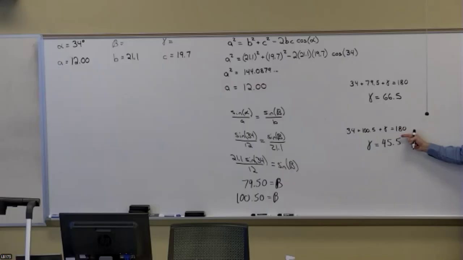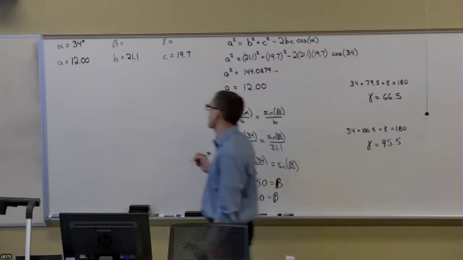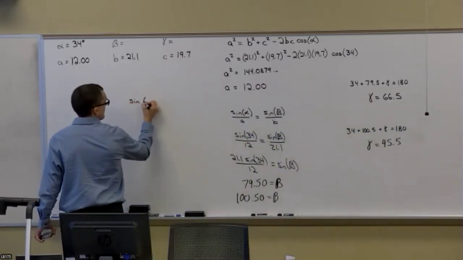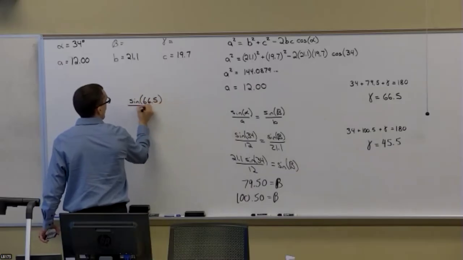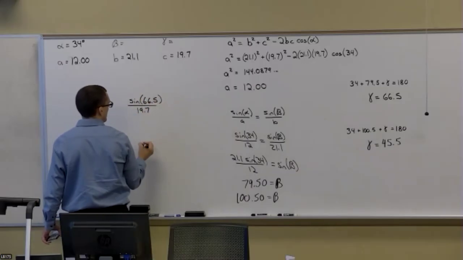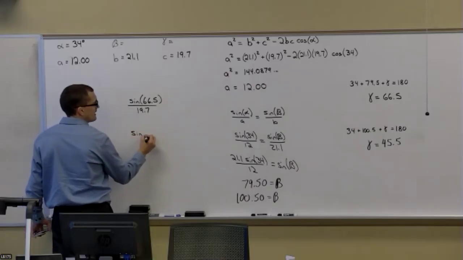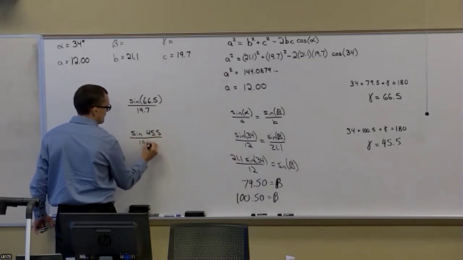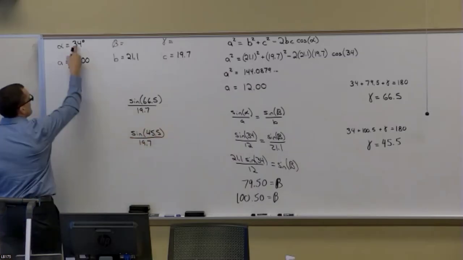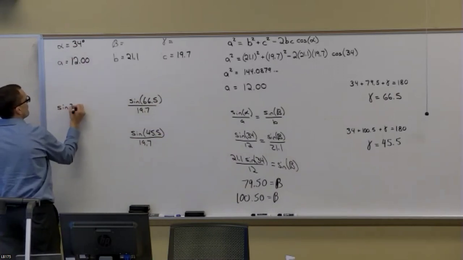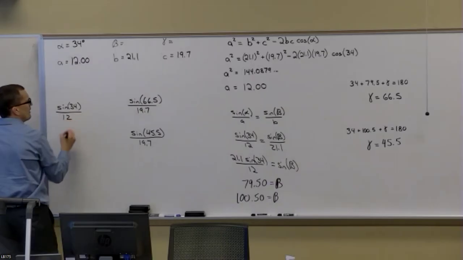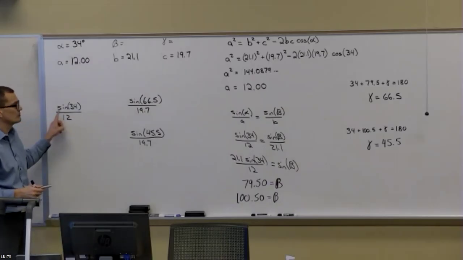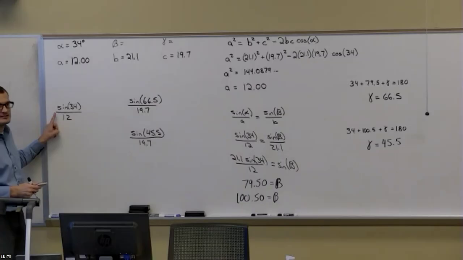Okay. I want you to calculate the sine of 66.5 over 19.7. Then calculate the sine of 45.5 divided by 19.7. And then calculate the sine of 34 over 12. One of these is going to match with this one. One of these is not. They follow that?